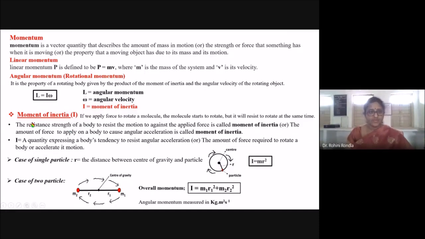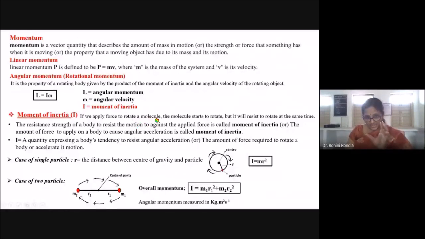Next, let us see what is moment of inertia. If you apply some force to rotate a molecule or to rotate a body, the molecule starts to rotate, but it will resist rotating at the same time. You wanted to rotate a molecule, but it does not turn just when we turn it. It tries to resist that force. So we have to apply some additional force to rotate the molecule.